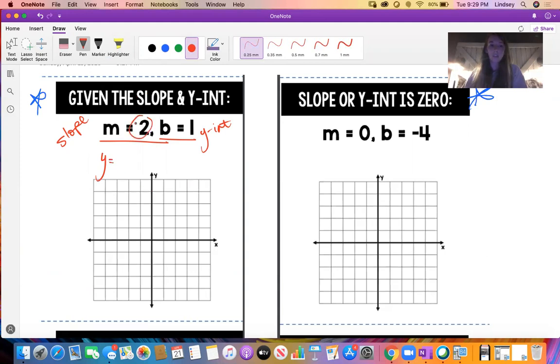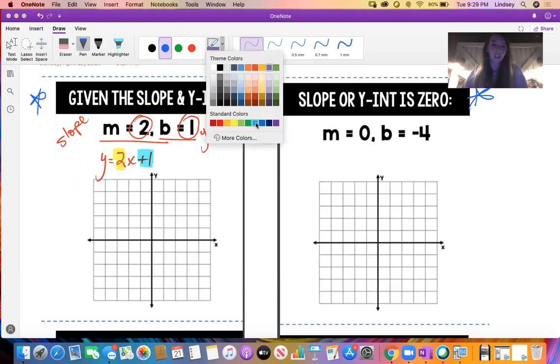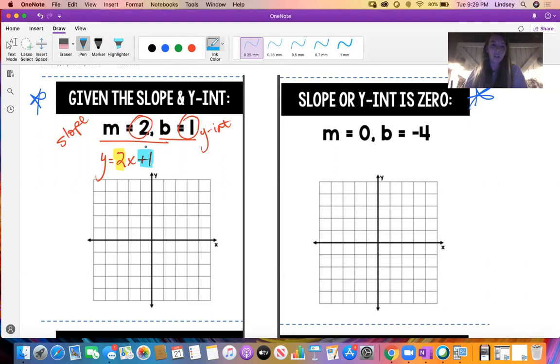Our slope is 2, so that's the number that is with the x. And then our y-intercept is a positive 1. I'm going to highlight these numbers in different colors so you can see them when we get them on the graph. The first thing I always like to start with is the y-intercept, because that is a specific point on the graph that we can start graphing our line. So let's go ahead and use this blue.